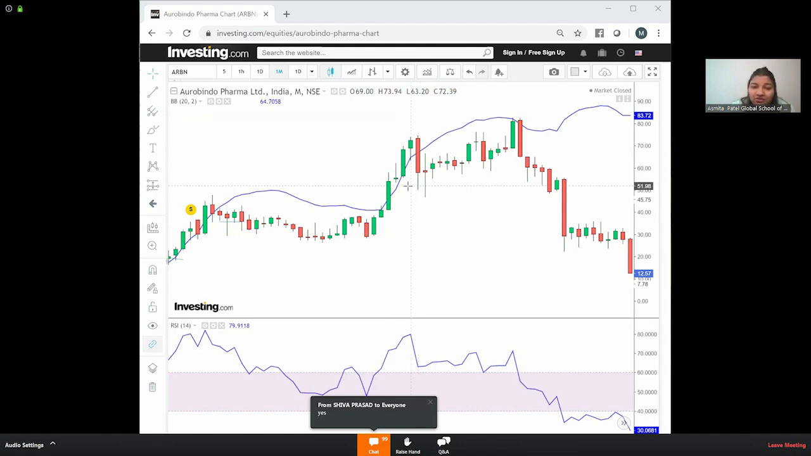So over here the close is here, here the close is here, and here the close is here. All three are above the band. Here the close is below the blue line, so we will not accept this. Visually, when you look at a graph, it will look like this, this or this.